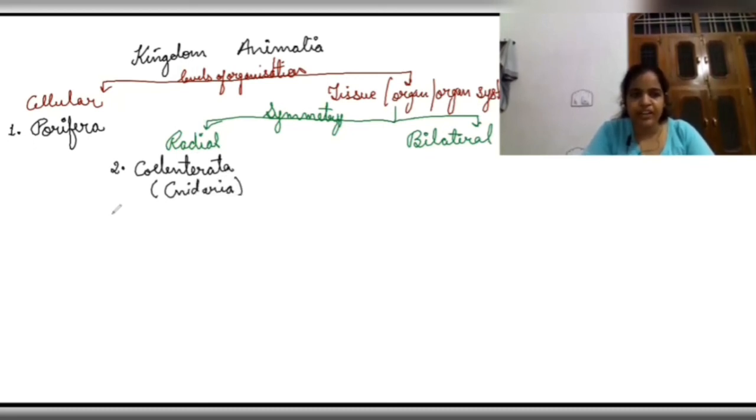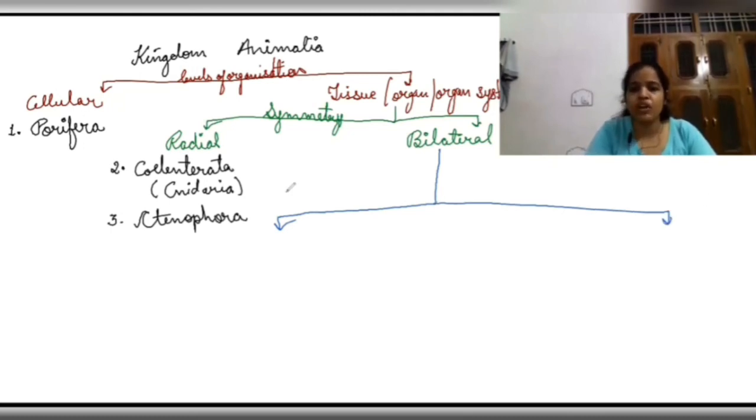Number 3 phylum, the second phylum which is included in the radial symmetry, is Ctenophora. This is a small phylum. Rest all the phyla we'll see are the major phyla. Ctenophora is a small phylum. Coming to the bilateral symmetry, let's see the further classification. So here in the case of bilateral symmetry, now we'll talk about the coelom, means on the basis of coelom.